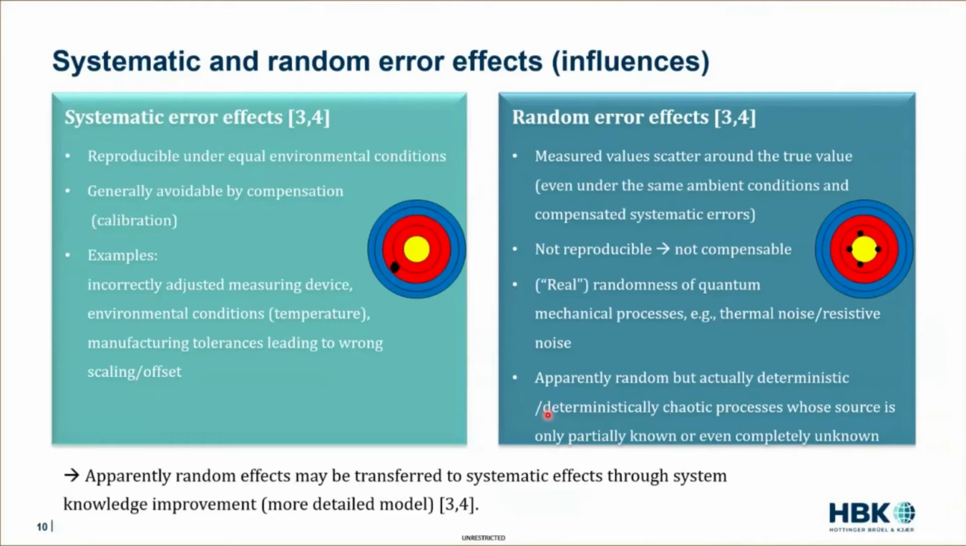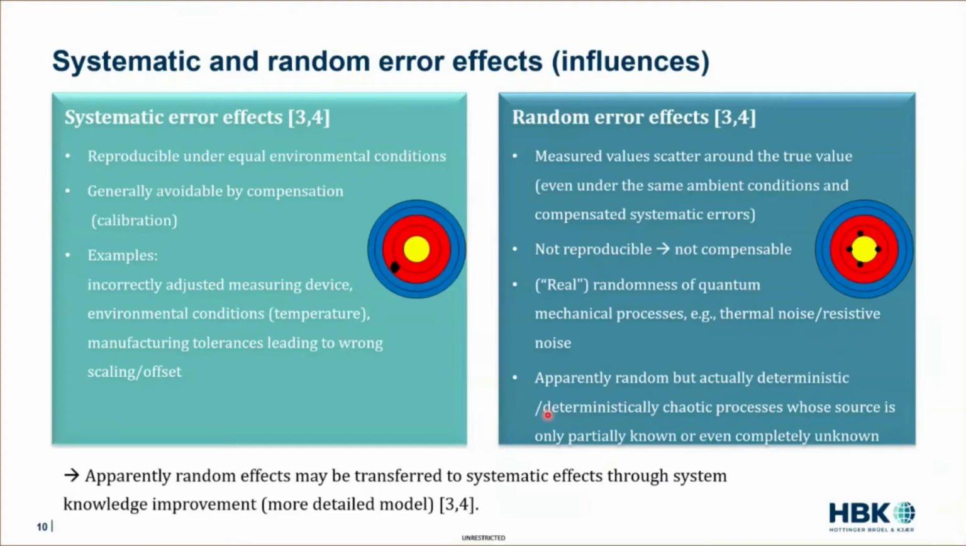So if you imagine the side of the bow is mounted at the wrong angle, then you can shoot the arrow as often as you want, you will never hit the center target. And that is a typical systematic error. And on the other side, we have random error effects.